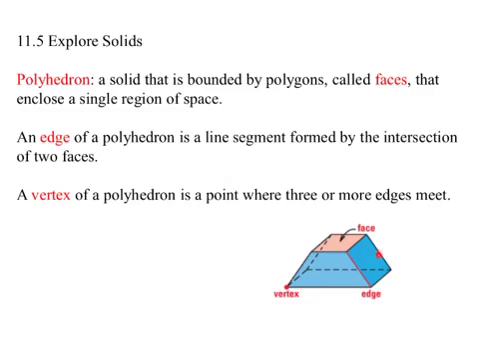And then when you get three faces together, or three edges, they form a vertex. So you would have at least three. You could have more than three, but at least three will get a vertex.